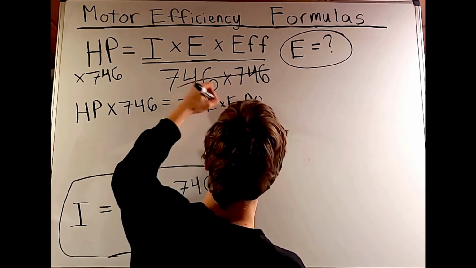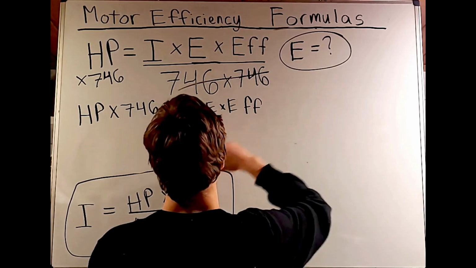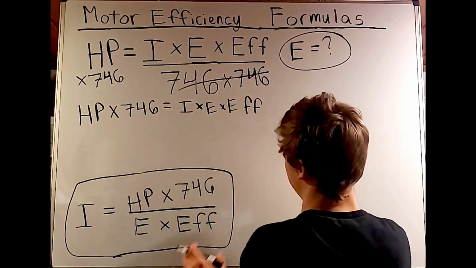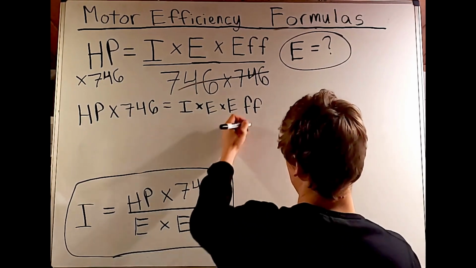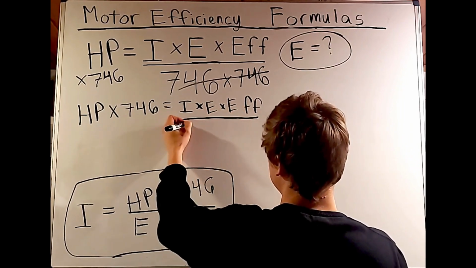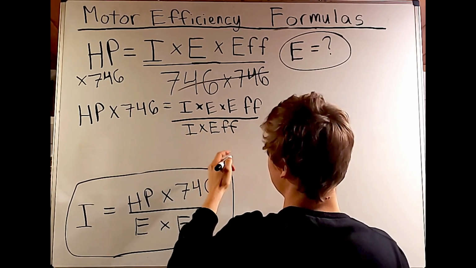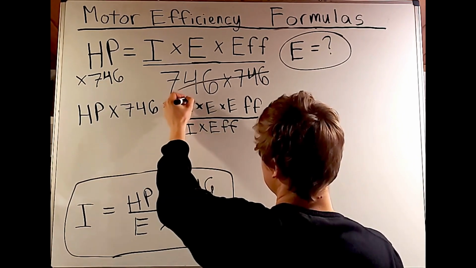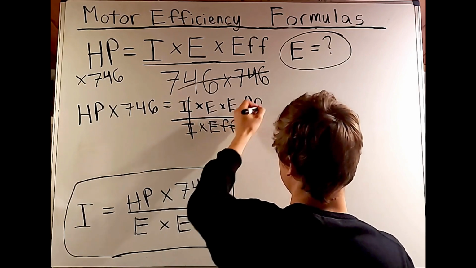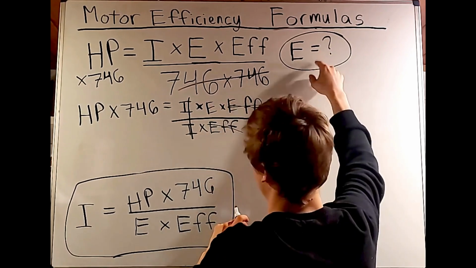Okay, and since there are some multiple letters, I'll do the multiplication sign. And now we want to find E. We have multiplication here, so we can rearrange these in any way. Like I was saying, we can combine any of them as well. So we can simply take I times efficiency, and we can divide that. That's going to cancel out the I, and it's also going to cancel out the efficiency. We're going to have E left over, which is what we wanted to isolate.